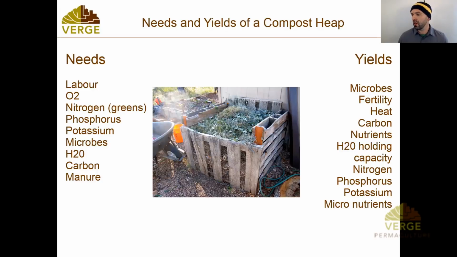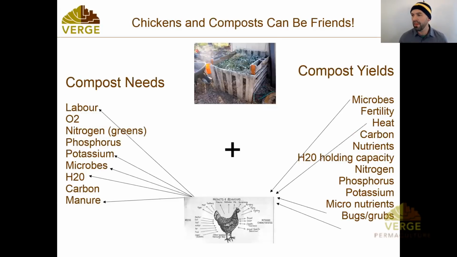So there's a lot of needs and yields of this compost pile. And then when we bring it all together, the goal of a needs and yields analysis is trying to find the Venn diagram, or the intersection points between the 2 elements that make the compost and the chicken happier together. As I said earlier, good designers are matchmakers.